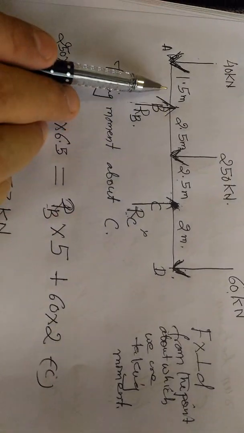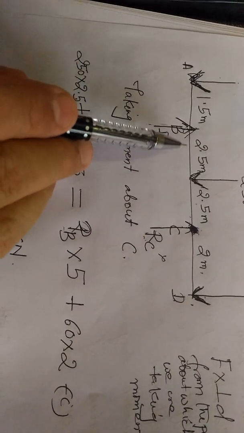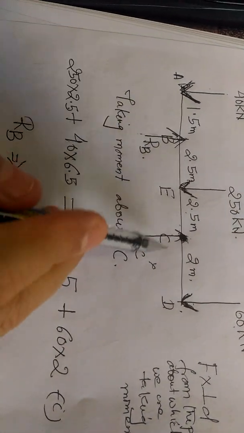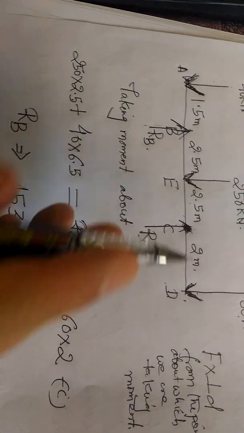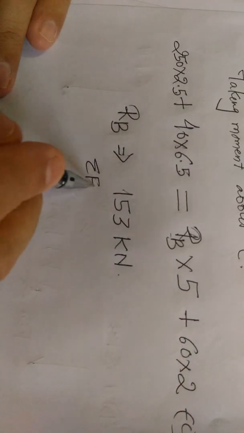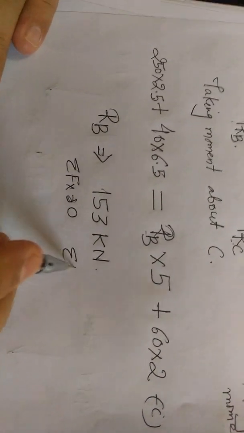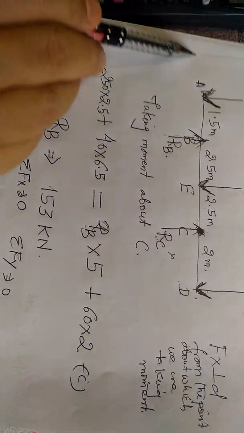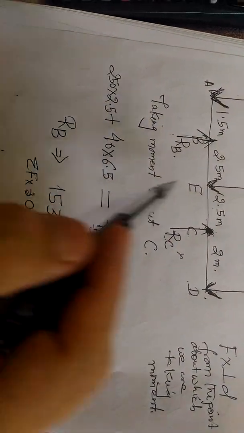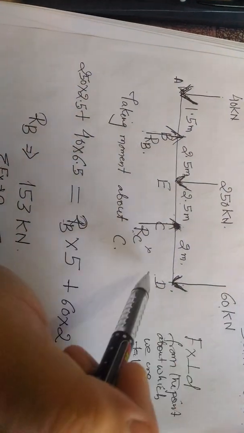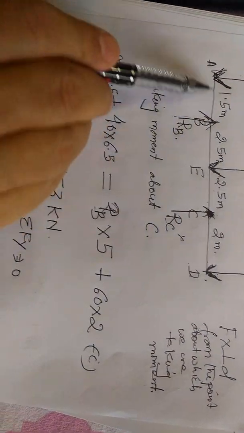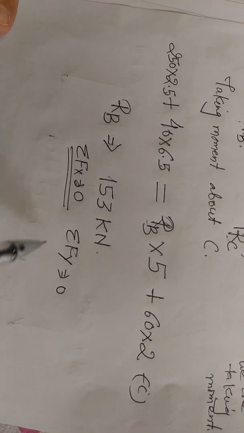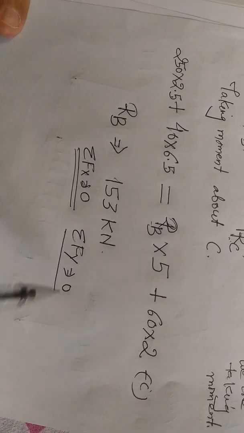Since this beam A, B, E, C, D is in static equilibrium, sigma Fx is equal to 0 and sigma Fy is equal to 0. That is, the net summation of the forces in x direction is 0 and the net summation of forces in the y direction is 0. Since there is no force in x direction, this equation is redundant. Now we'll write the equation for sigma Fy equal to 0.